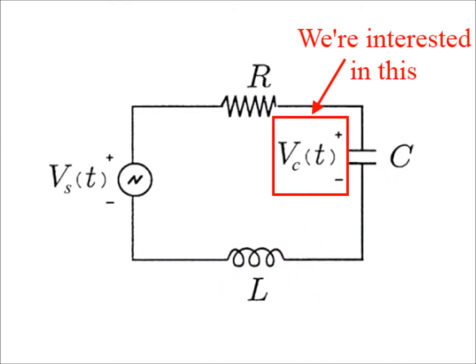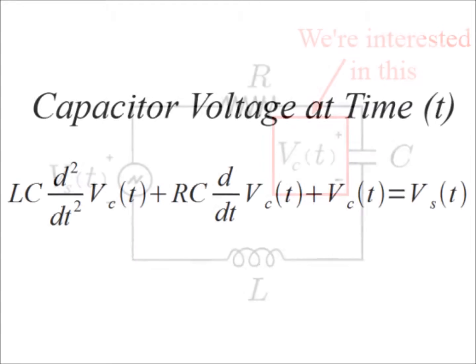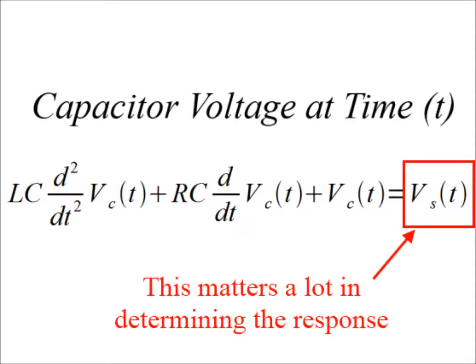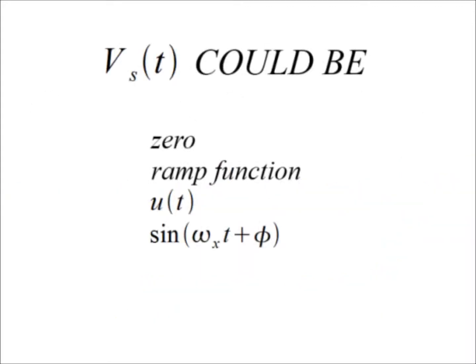So what we're going to be interested in looking at in this study of the RLC circuit is the voltage across the capacitor at a given time, the equation for which is given here. Now I'll assume you've seen this equation before, and suffice to say that the source voltage, Vs of t, is going to play a big part in determining the response. So since it's going to play such a big part, we should figure out what this Vs of t could be. It could be 0, a ramp function, a step function, or a sinusoid. It could be other things, but we're just going to look at those for this video.